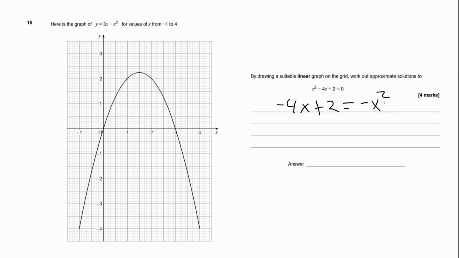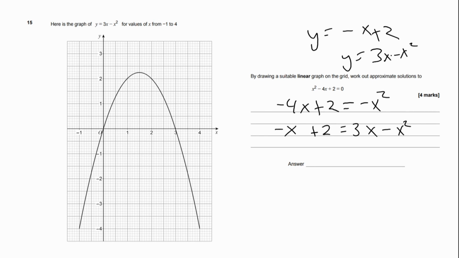So negative 4x plus 2 equals negative x squared, and let's add 3x, I meant, to both sides. So you're going to get negative x plus 2 equals 3x minus x squared. Now we have y equals negative x plus 2 and y equals 3x minus x squared. Now these two must cross because they're equal to each other, so let's draw negative x here. So you have a negative gradient, so remember it must be going in the opposite direction, and it has a gradient of negative 1. So 1 1 here, 1 1 here, 1 1 somewhat like this, and it must cross a little bit like that.